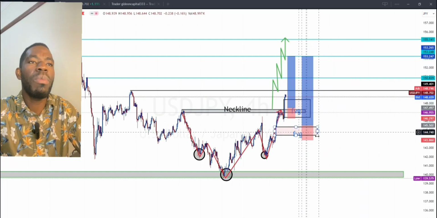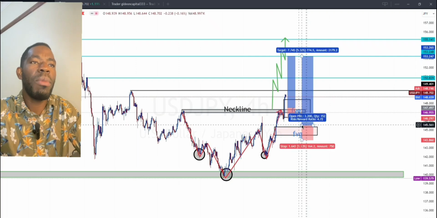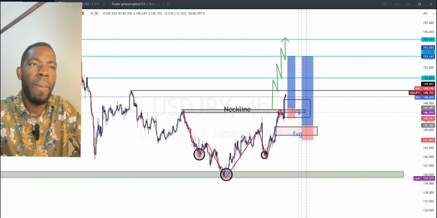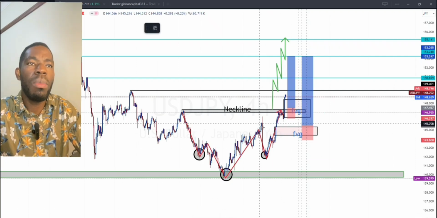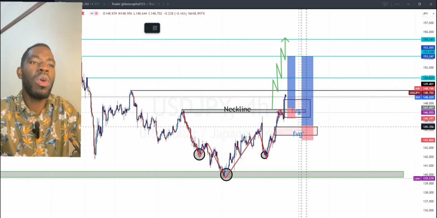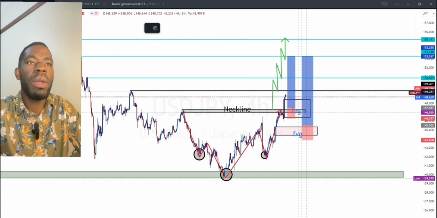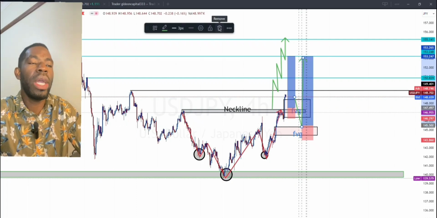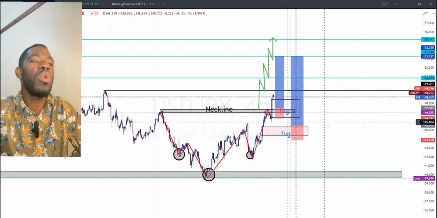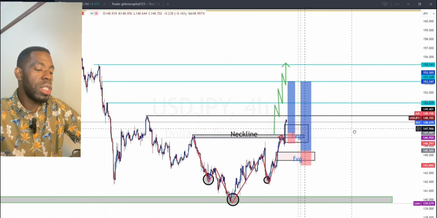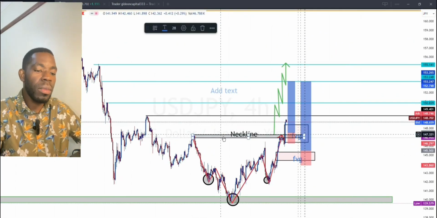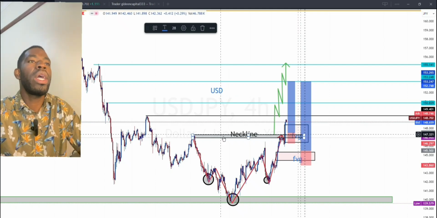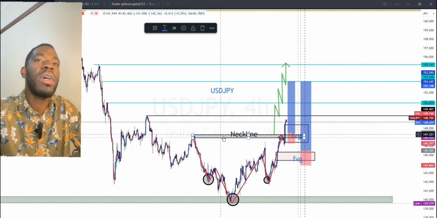Just watch out for candlestick patterns around here, indicating an upward movement, before you can buy all the way, because price can easily break below here and go all the way up. So watch out for your candlestick patterns at the entry level. So that's what I see with USD JPY. In case you don't see the watermark in the background, this is USD JPY for next week. So that is the first technical analysis.